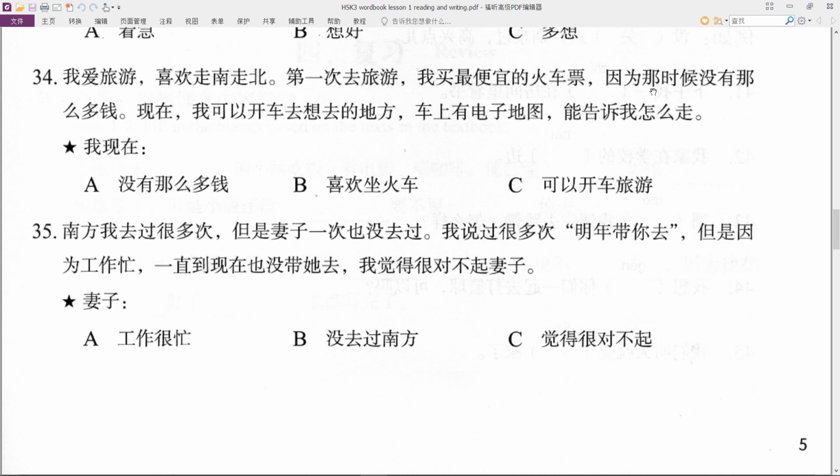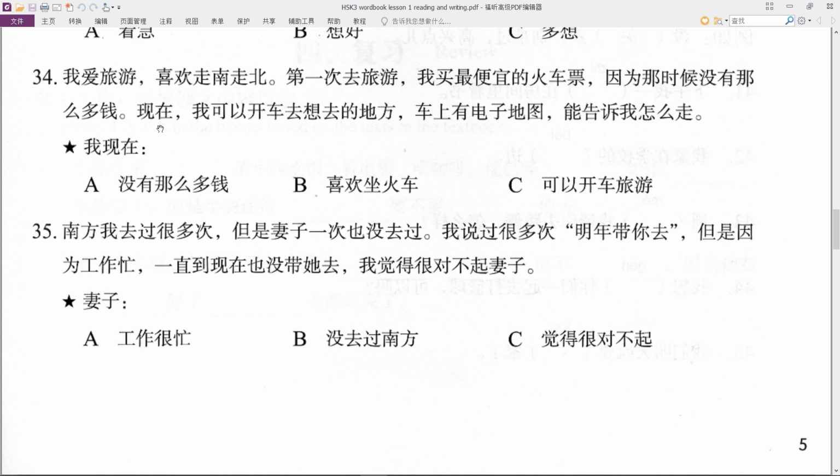因为那时候没有那么多钱, because 那时候, again, that time, 没有, don't have, 那么, so, 多, many, or much, so much money, 钱, money. So, at that time, I didn't have so much money. Probably he or she mentioned at that time I didn't have that much money to pay for a good train ticket, so I have to take the cheapest one.